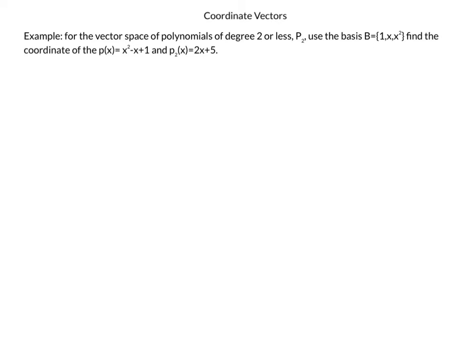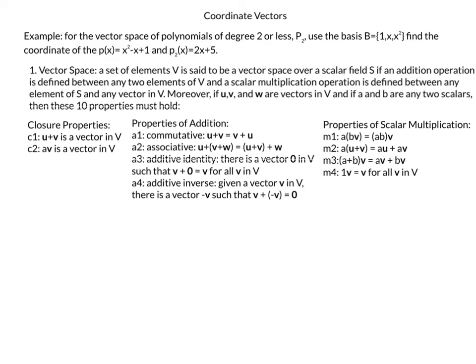The example is for the vector space of polynomials of degree 2 or less, denoted P2. Use the basis 1, x, x squared, and find the coordinates of these two polynomials. Before we compute the answer to this problem, I want to back up a little bit and look at this vector space P2, which is polynomials of degree 2 or less.